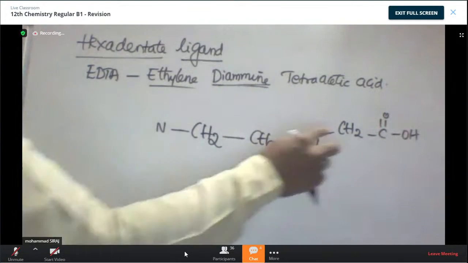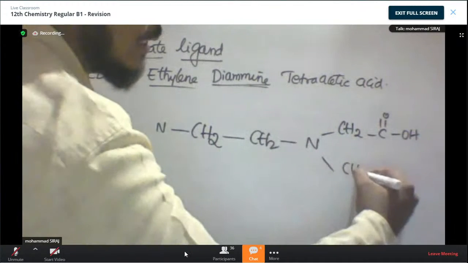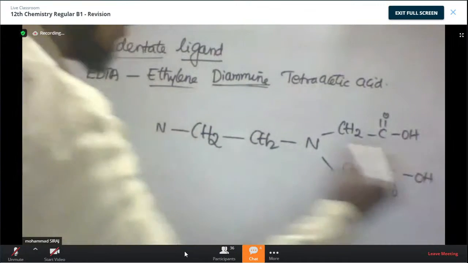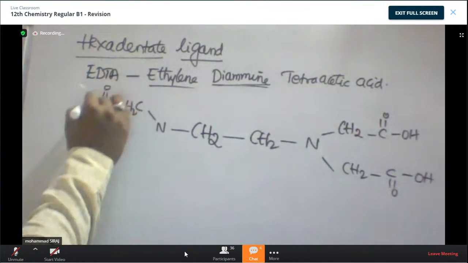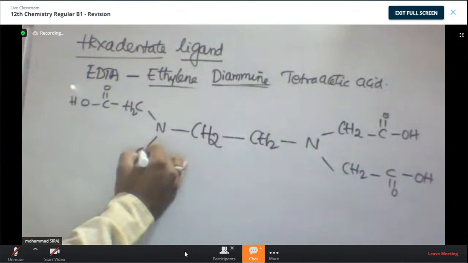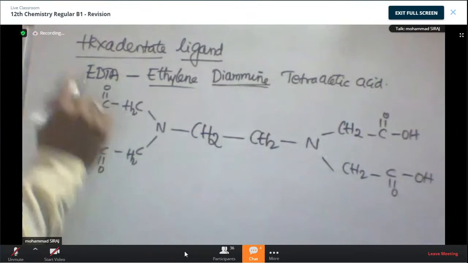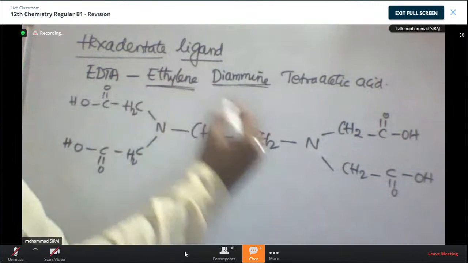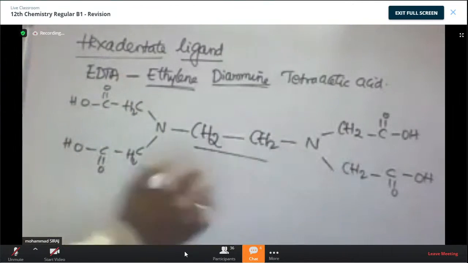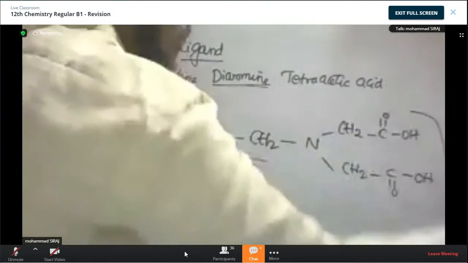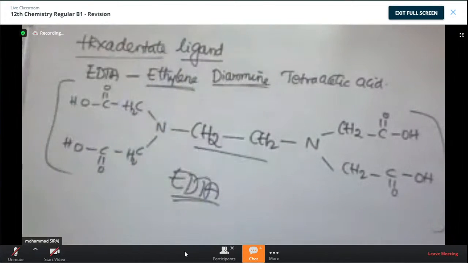Acetic acid formula is what? CH3COOH, correct? In that one H is occupied with nitrogen. Now see, this is acetic acid, CH2 C double bond OH. Here also write like this, CH2 C double bond OH. Now one time look at the structure. Ethylene satisfied, diamine satisfied, tetraacetic: 1, 2, 3, 4 tetraacetic acid. This is the structure of the EDTA ligand.